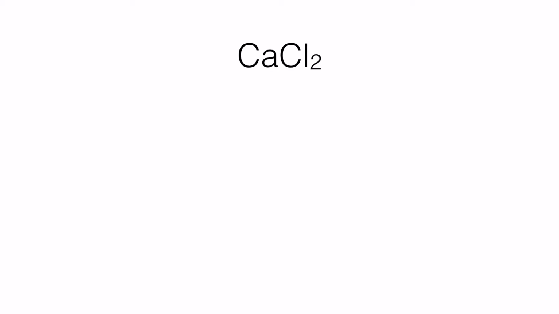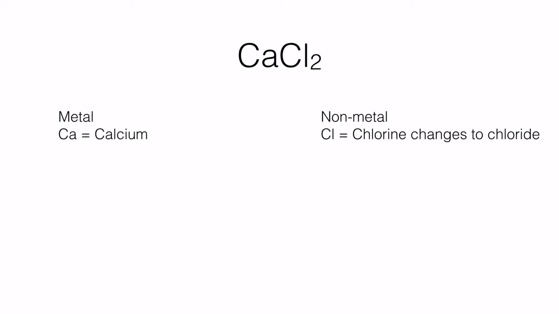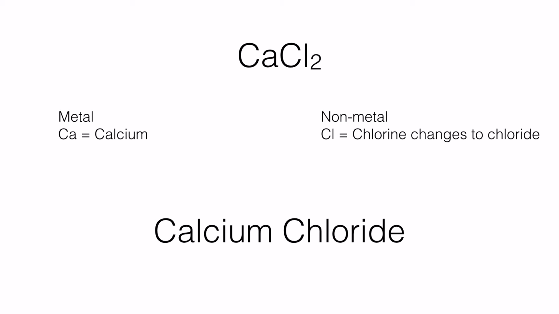In the first example, we have two elements, calcium and chlorine, combining to give a compound, and we have a formula here for that, which is CaCl2. Let's try naming it now. The metal is Ca or calcium. The nonmetal is chlorine. And as we have already stated, the ending changes to I-D-E, or we will call it chloride. So when we combine the two together, we will get calcium chloride.